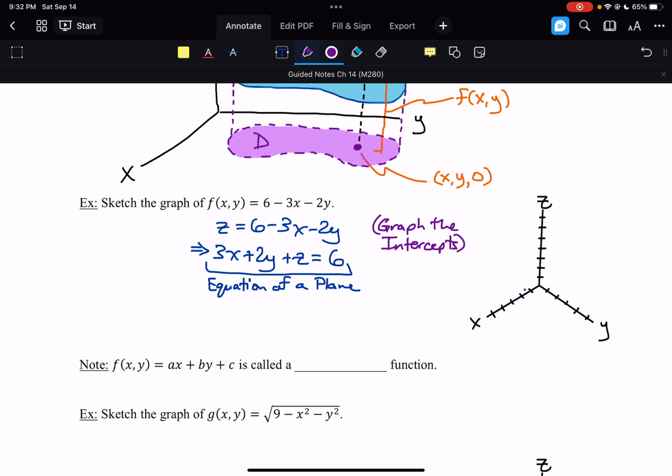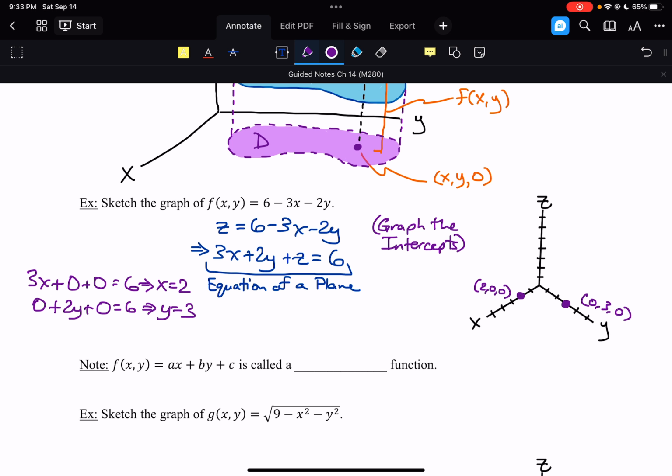So that means when we're on the x-axis, that's when y and z are both 0. So we would have 3x plus 0 equals 6. So that would give us x is 2. So right there. So that's the point 2, 0, 0. For a y-intercept, that's when x and z are 0. So we get 0 plus 2y plus 0 equals 6. So y is 3. So that's right there. So again, that's 0, 3, 0.